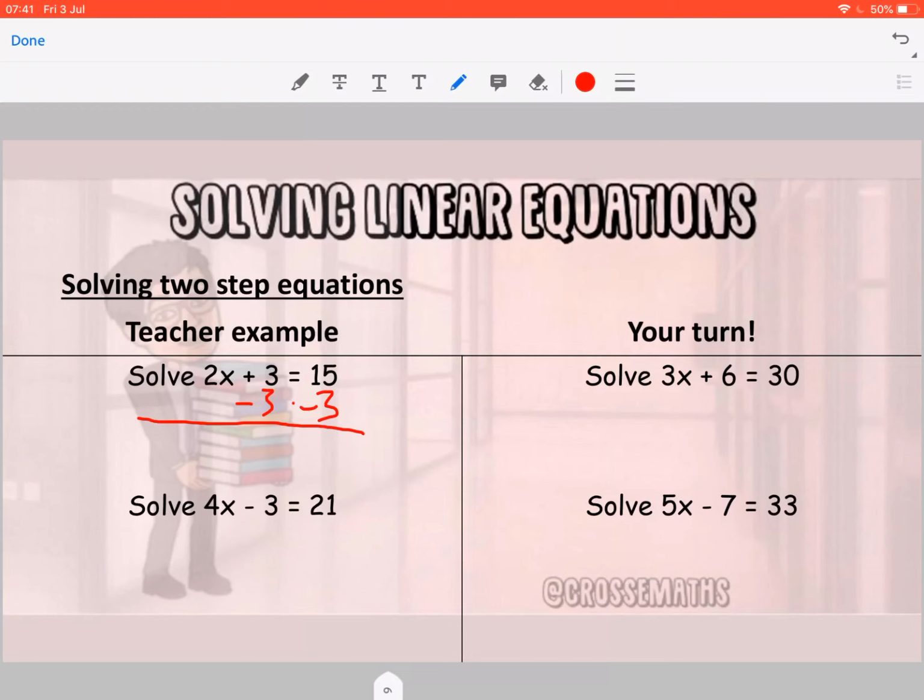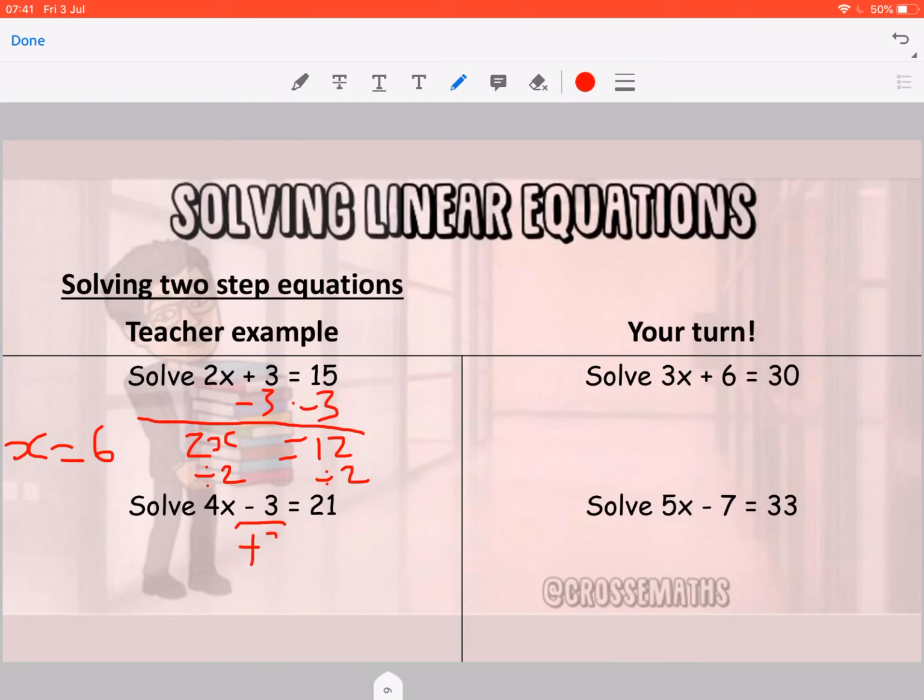So this time, the 2x moves straight down, because I can't touch that yet. Plus 3 minus 3 makes nothing. 15 take away 3 is 12. Once I'm there, if I divide both sides by 2 to get x on its own, I end up with just x. 12 divided by 2, I end up with 6. Very straightforward. So you've got to start with this number on the right-hand side.